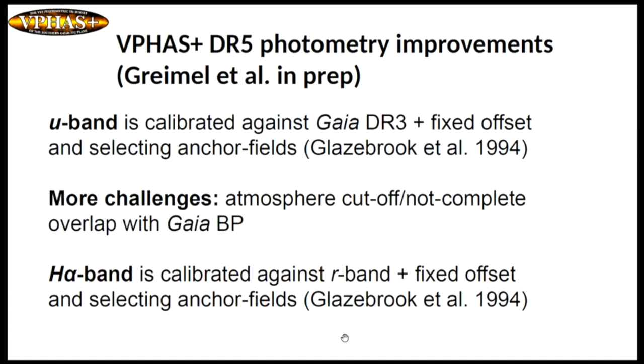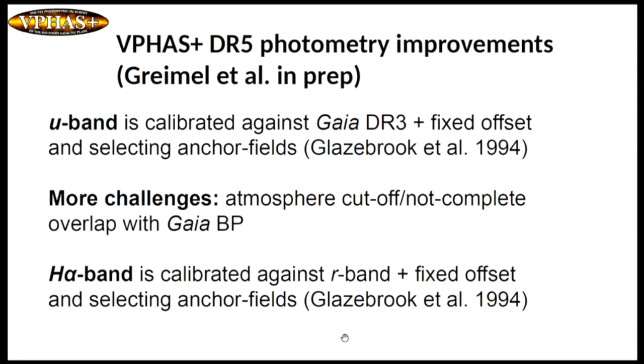by Glazebrook, which identifies anchor fields throughout the survey and works out the calibration among these fields. So very good observations are selected as anchors, and then there is a polynomial interpolation among all the fields of the survey.